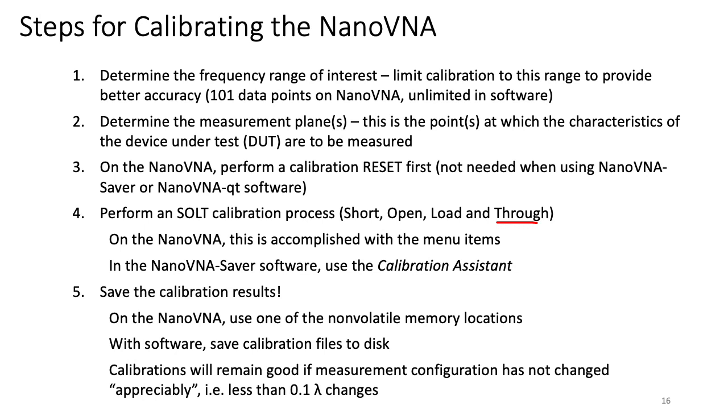Again, in the NanoVNA Saver software, use the calibration assistant to provide the calibration run for you. Don't forget to save your calibration results. On the NanoVNA, use one of the non-volatile memory locations. Save your calibration files to disk. And again, the calibration runs usually remain quite good if your configuration has not appreciably changed. In other words, less than maybe a tenth of a wavelength or a quarter wavelength in dimensional changes.